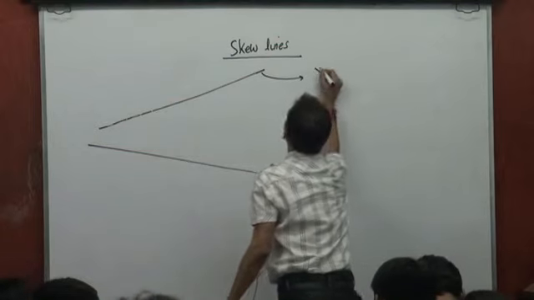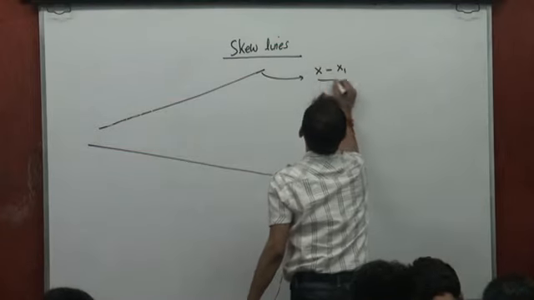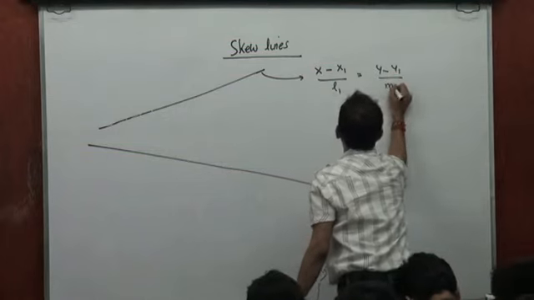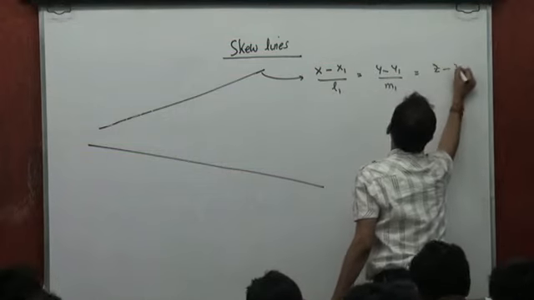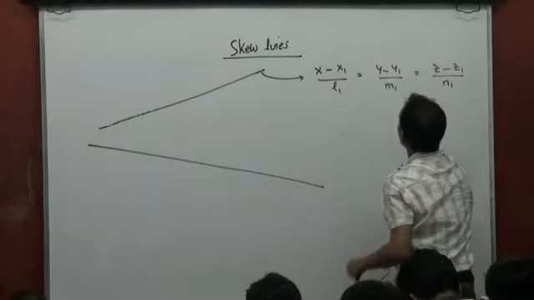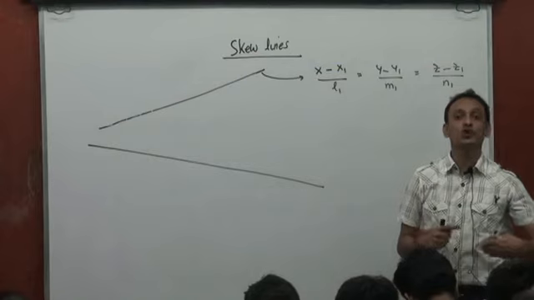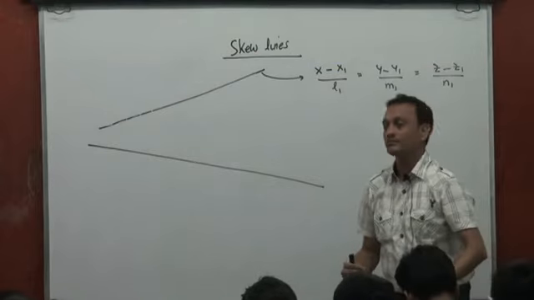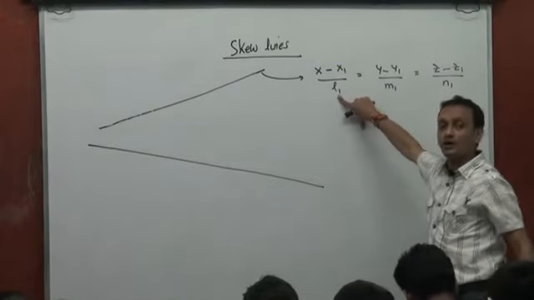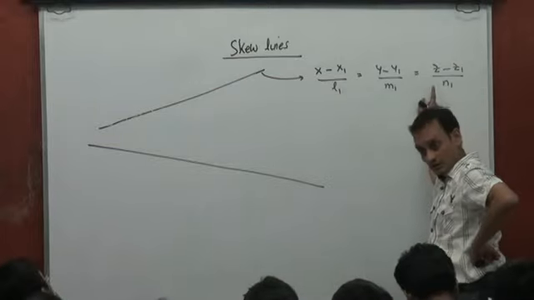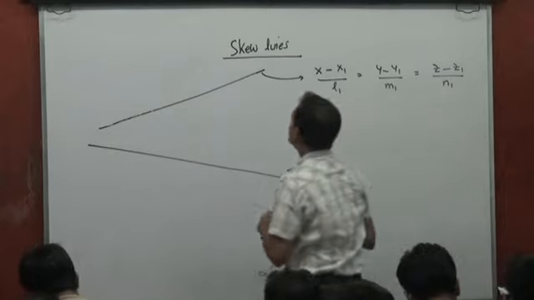In Cartesian format, let's say this line is (x minus x1) by L1 equals (y minus y1) by M1 equals (z minus z1) by N1. What does this mean? It means that this line passes through a point whose coordinates are x1, y1, z1, and a unit vector along this line is L1 i cap plus M1 j cap plus N1 k cap. That's what this means.